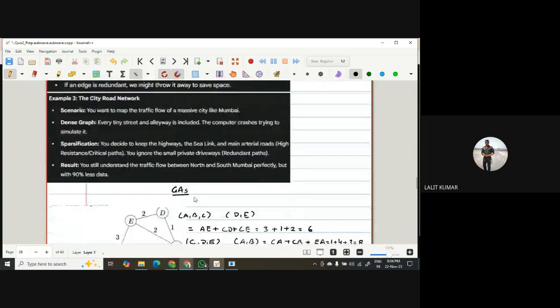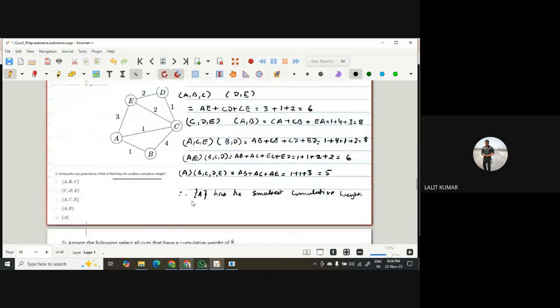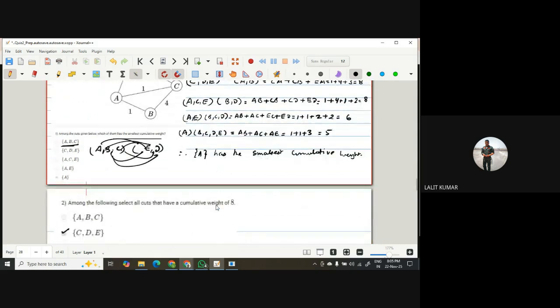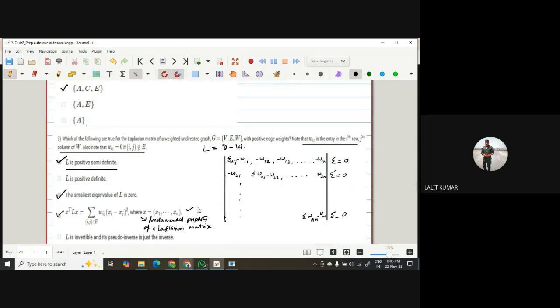So with that, we just come to the GAs. For the GAs, ABC means just A, B, C, and the second part is ED. So we find the distances from A to E, A to D, B to E, B to D, C to E, C to D. By that you compare the distances, and the cut which will give the less cumulative weight is the best cut. So that was the question.